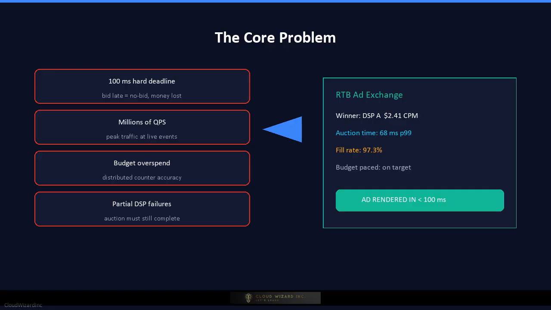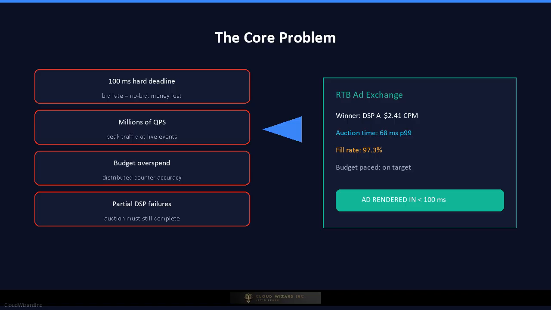Here is the core problem. A user opens a news website. The publisher's page sends a bid request to an ad exchange within milliseconds. The ad exchange fans that request out to dozens or hundreds of demand-side platforms simultaneously. Every DSP must evaluate the impression, look up the user's targeting profile, run a pricing model, and return a bid or a no bid in under 100 milliseconds end-to-end, including network round trips. The winning bid is selected, the winning DSP is notified, and the ad creative is returned and rendered before the user even notices. Miss the deadline and your bid is treated as a no bid.